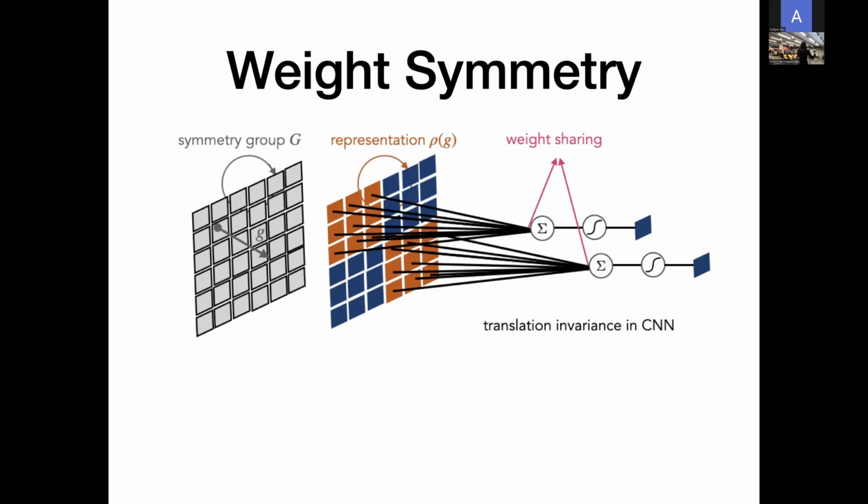So in other words, if I move the pixels from the top left corner, it should have the same type of filter parameters as the blocks in the bottom right corner. So if a neural network satisfies this kind of weight sharing scheme, then this neural network will preserve the translation symmetry, which is achieved by CNNs.